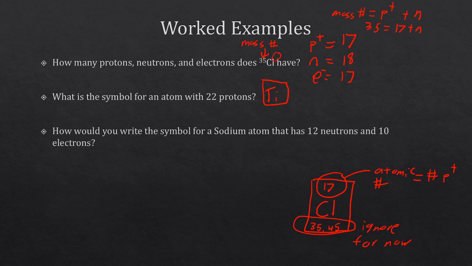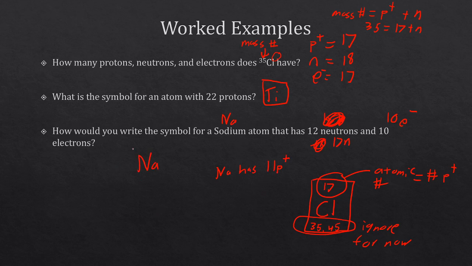Now, a third way, another example of how we can ask these questions, is how would you write the symbol for a sodium atom that has 12 neutrons and 10 electrons? So we know it has 12 neutrons, 10 electrons. Sodium, if we look for it, we can find it. Sodium has the symbol Na, and Na has 11 protons. So the symbol would be Na.